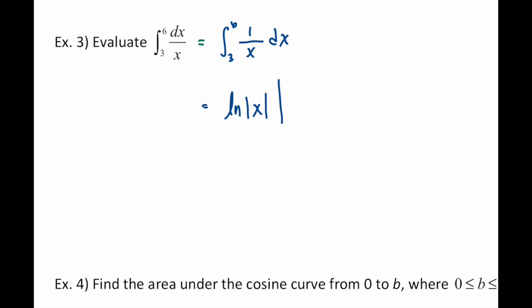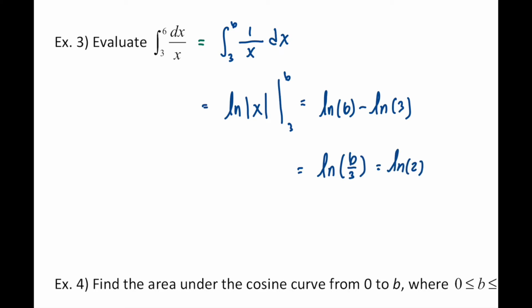We're going to be evaluating this from 3 to 6. Now we do see that the absolute value is not essential here because we're using positive numbers, but in other cases we would still need it. So here this is going to be the natural log of 6, subtract the natural log of 3. Or using my properties of logarithms, that is the natural log of 6 divided by 3, which is the natural log of 2. That's the exact area under the curve. So if we think y equals 1 over x, from 3 to 6, that is the area under that curve.